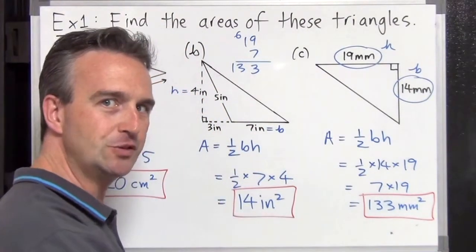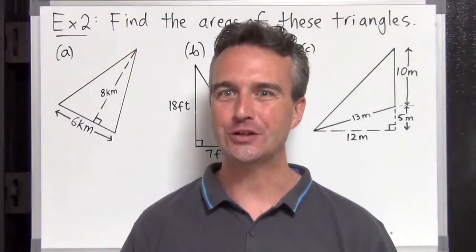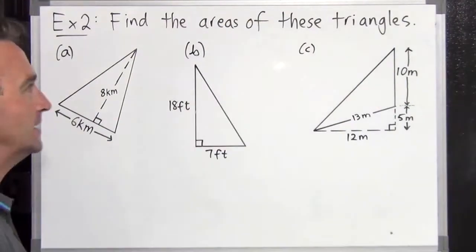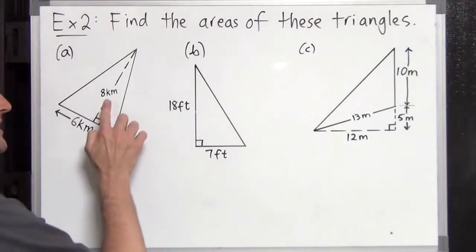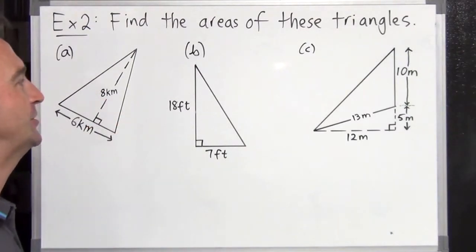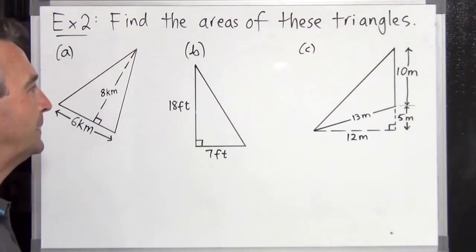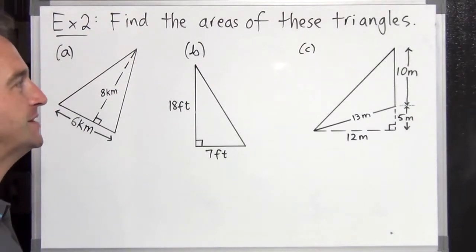How are we doing with that? Good? Don't go away, it's now your turn. Please try example 2. Let's see you find the area of these three triangles. So this one, the measurements are in kilometers. That is going to be a really large area. So for each one, what is going to be your b value and what's going to be your h value and what is the area?